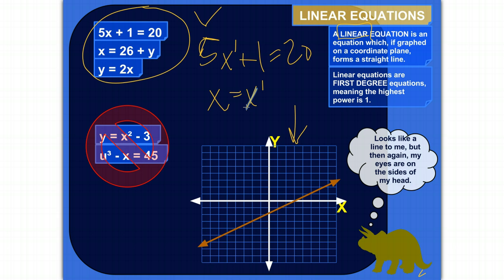So whenever you see a variable by itself, and all the variables in the equation are just variables by themselves, it's not like x squared or x cubed or something like that, then it's a linear equation. So you can imagine variables by themselves as having little ones there. So they're first degree equations. So these are examples of linear equations. And if you were to graph these, they would look like straight lines.